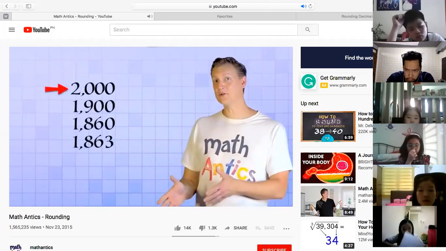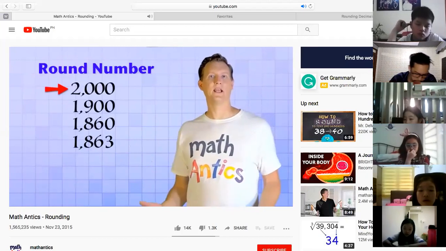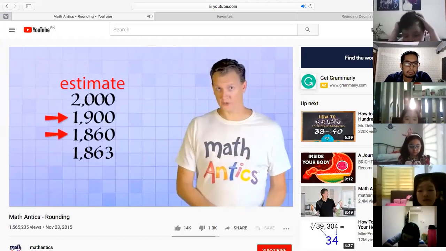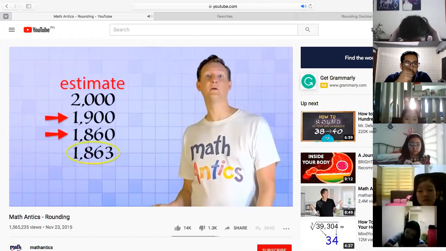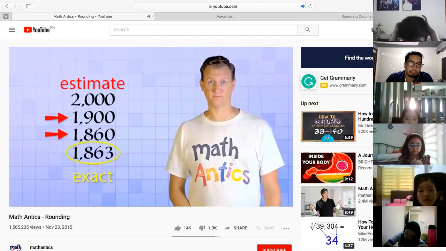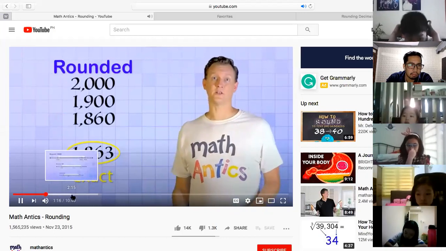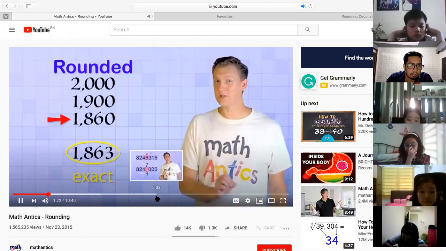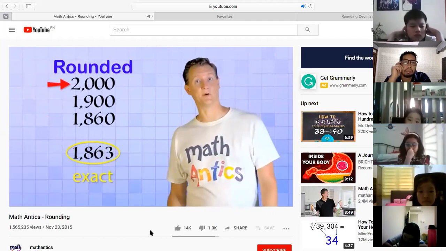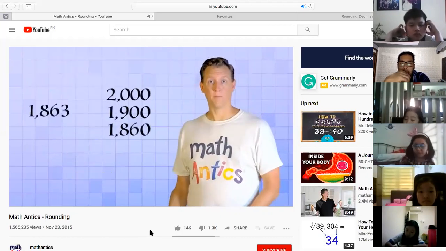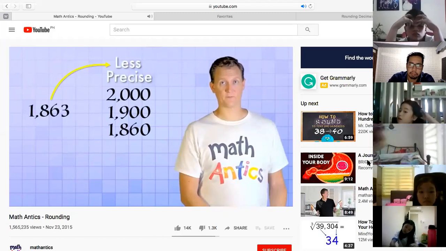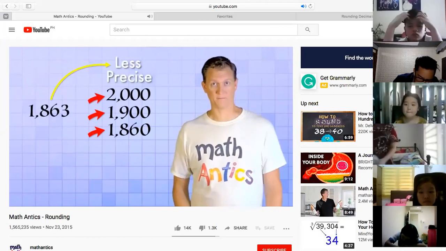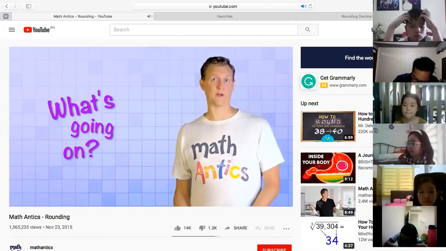At first, the number used to represent the students at high school was a round number. It was a good estimate of how many students there were, but it wasn't exact. The next two numbers were a little closer to the truth, but they were still estimates. Only the final number represented the exact amount of students at the school. All three of the estimates are rounded versions of the exact count, but they have different levels of precision. 1,860 was the most precise estimate, and 2,000 was the least precise estimate. So rounding a number basically means making a less precise version of it. And as you can see, there's usually multiple ways to round a number depending on the level of precision that you need.